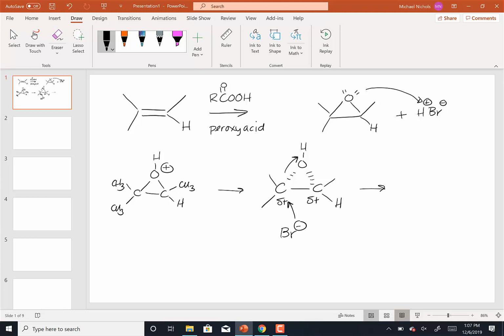So in the end, we're going to end up with the Br down here. There would be two methyl groups there. The OH would be over here. And then there's a hydrogen and another methyl group. So the nucleophile has to add from underneath, which means that the nucleophile I added and the OH have to be 100% trans.